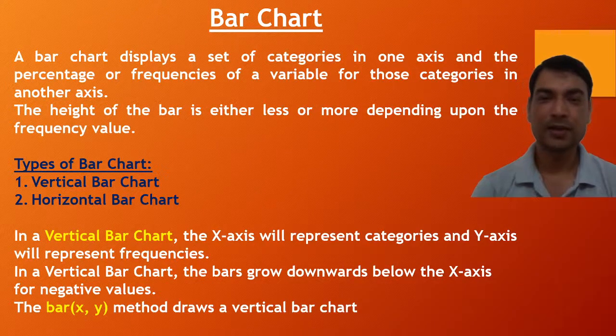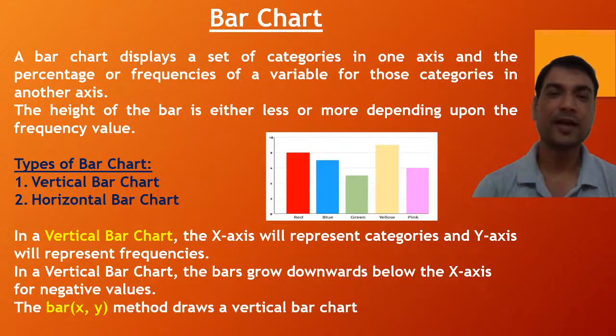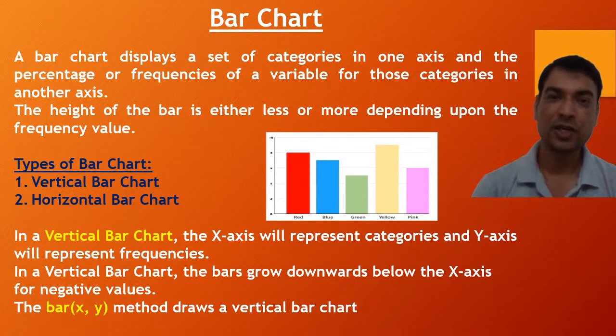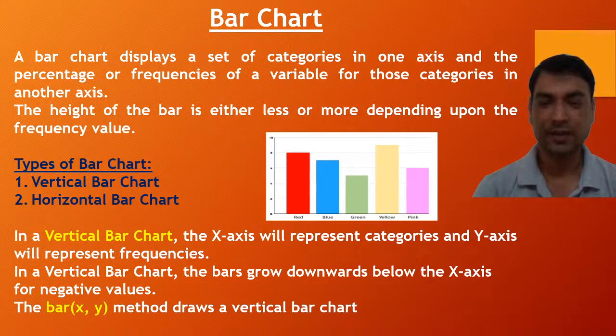There are two types of bars. First is vertical bar chart and another is horizontal bar chart. In vertical bar chart, the x-axis represents categories and y-axis represents the frequencies. The bar chart grows downwards when we give the values in negative on y-axis or x-axis. The bar method we use to draw the bar chart. This bar method is available in the library matplotlib.pyplot.